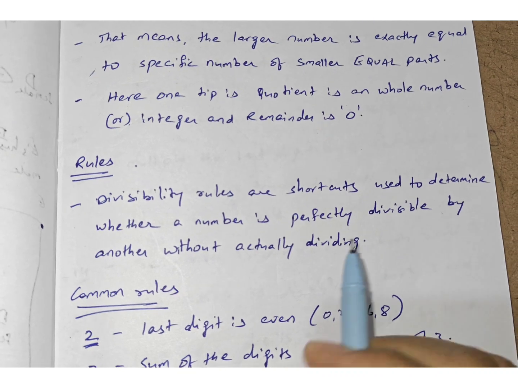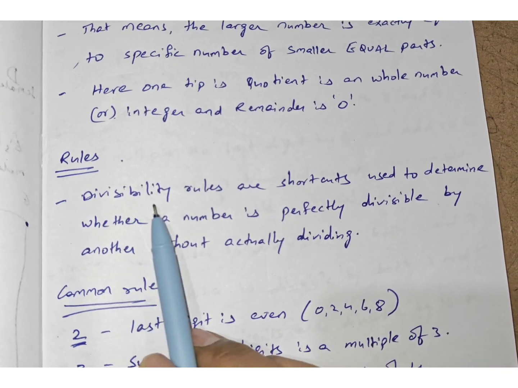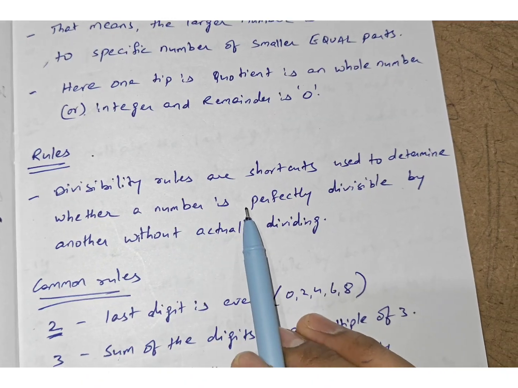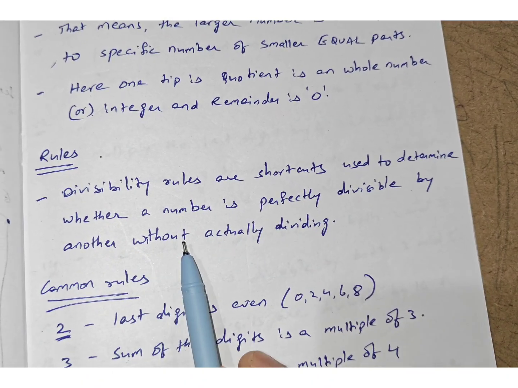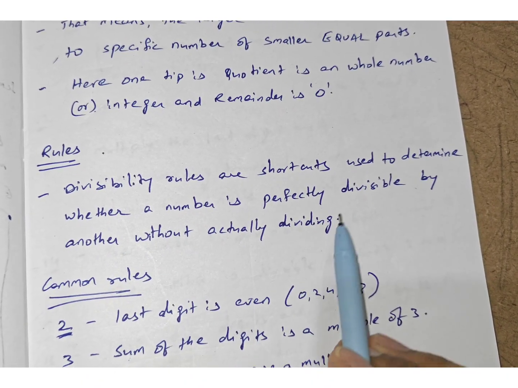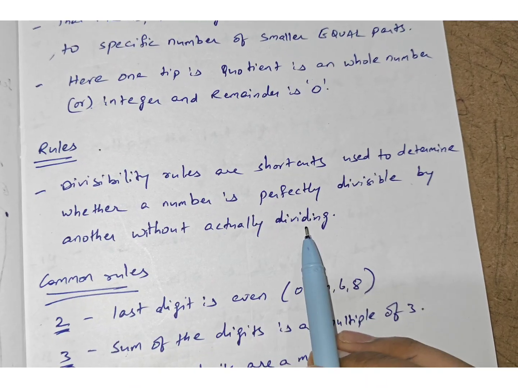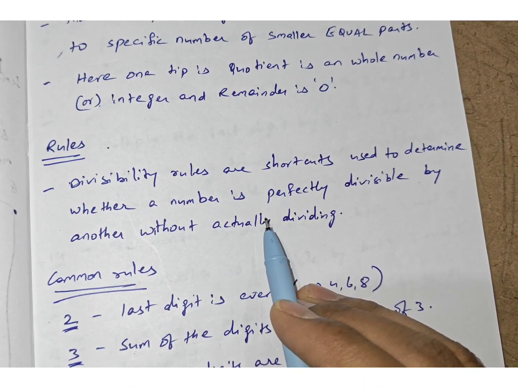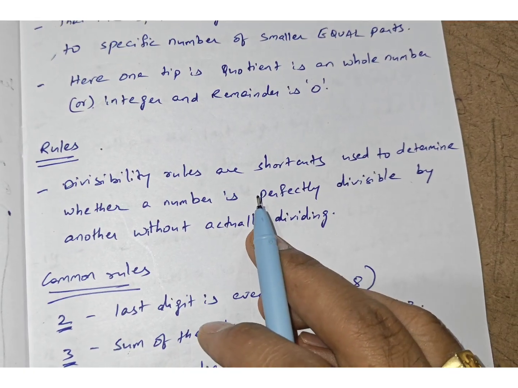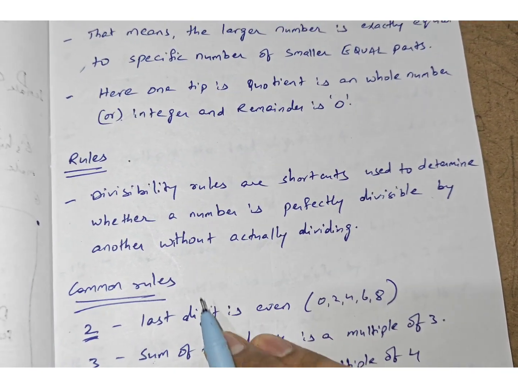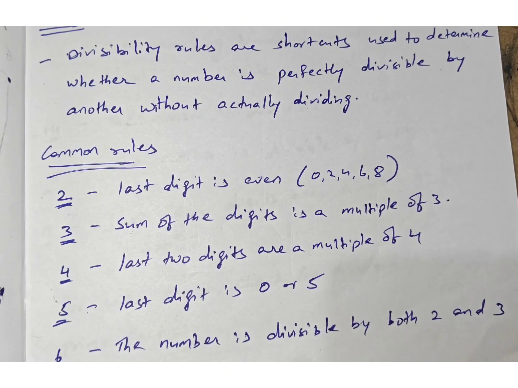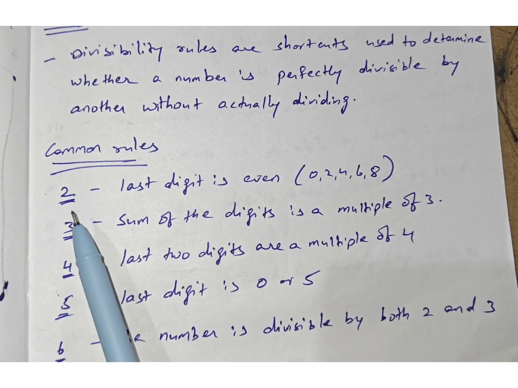Now, what are divisibility rules? Divisibility rules are shortcuts used to determine whether a number is perfectly divisible by another number without actually performing the division. Like if any 4 digit number or 6 digit number is given, we do not perform the whole division to confirm whether it is divisible by 2, 3, 4, and so on. Now let us know some of the common rules.